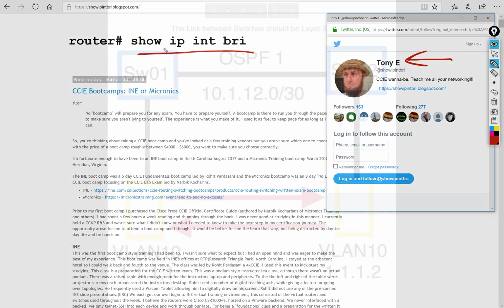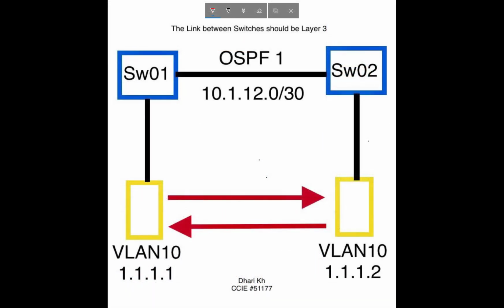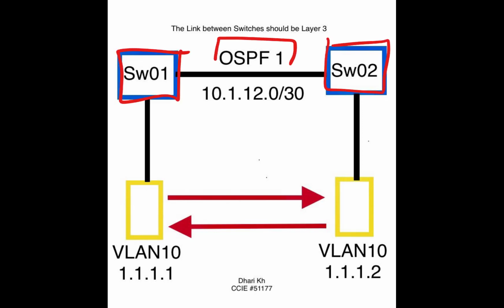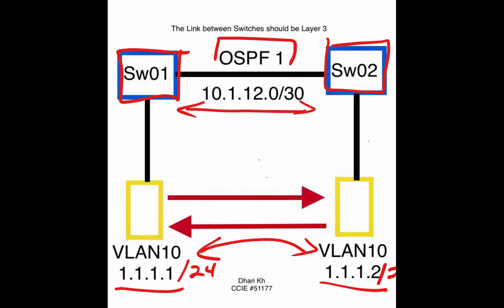LinkedIn challenge. Here's the topology that was proposed. It's two switches running OSPF in between them. These two hosts, I presume, are on the same subnet, and they need to have reachability to each other across this layer 3 routed domain.